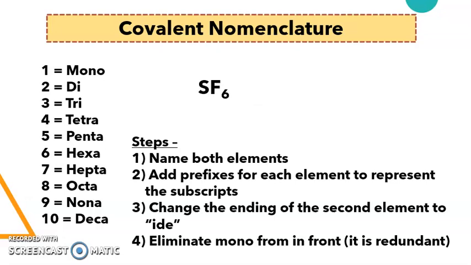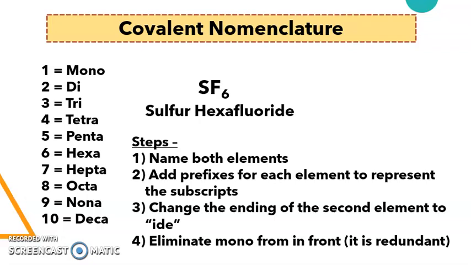How about this example, SF6? Well, this is trying to communicate to us 1 sulfur and 6 fluorine. Again, replace the numbers with the correct prefix. Instead of 1, I would put mono. Instead of 6, I would put hexa. Instead of fluorine, I would put fluoride. Eliminate anything? That's right, the mono gets taken away from out in front. And then push together what you have left. Sulfur hexafluoride. Wonderful job.